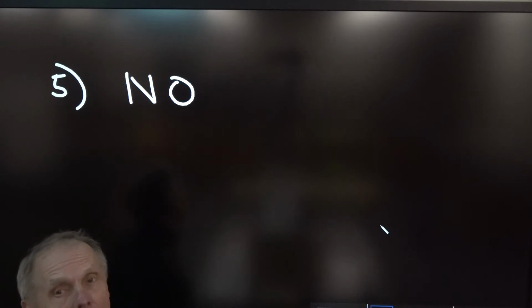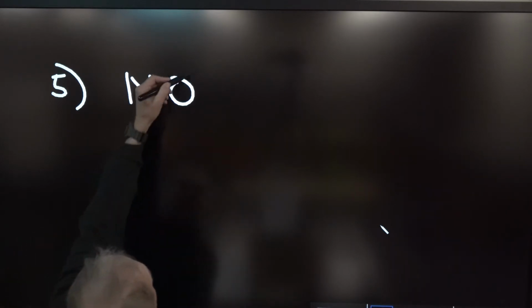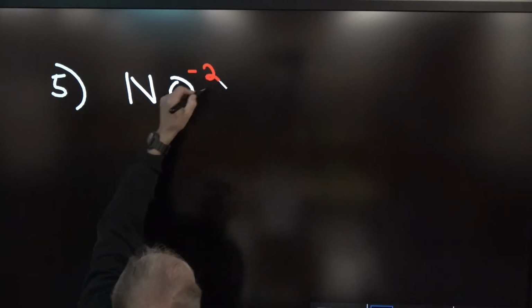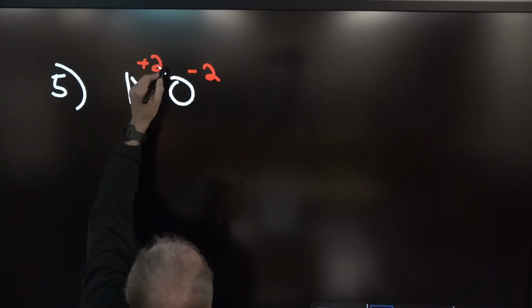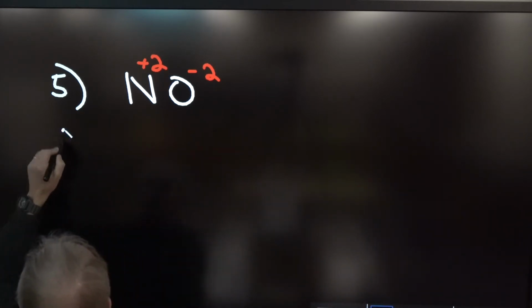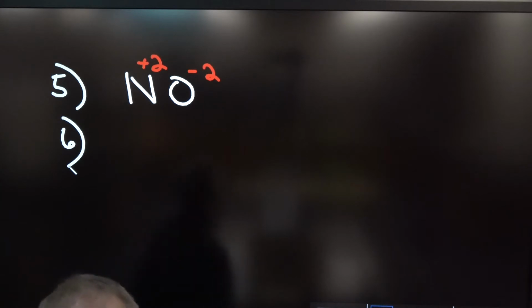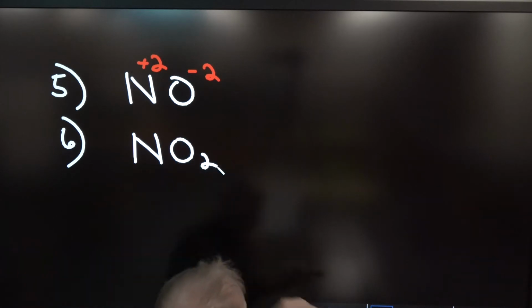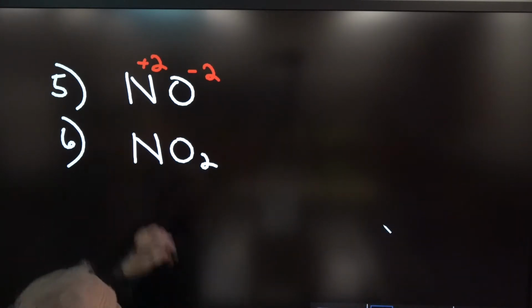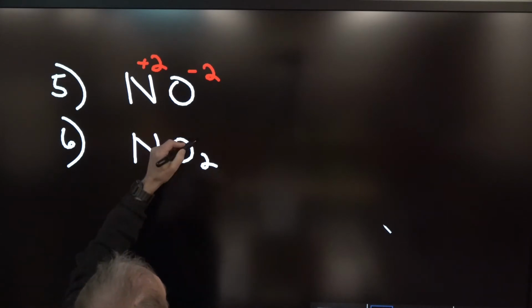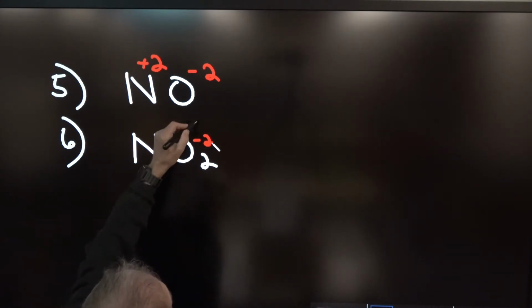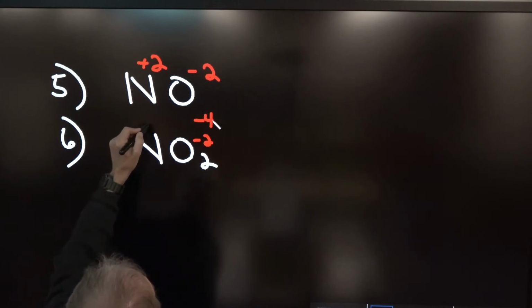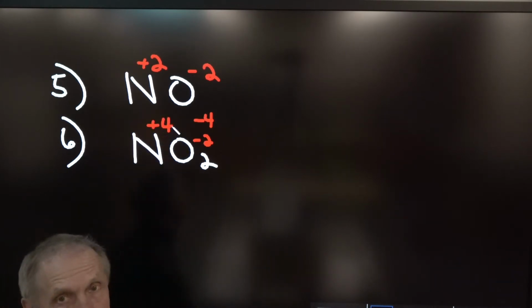NO, well, N's got like a ton of oxidation states. O usually has just one, so that's a -2. And so if O is a -2, N's got to be a +2. So that was an easy one. Number 6. Let's go NO2. So again, N's got a ton of charges. O can be a -2. I have 2 of them, so that's a -4. So N's got to be a +4. Okay?